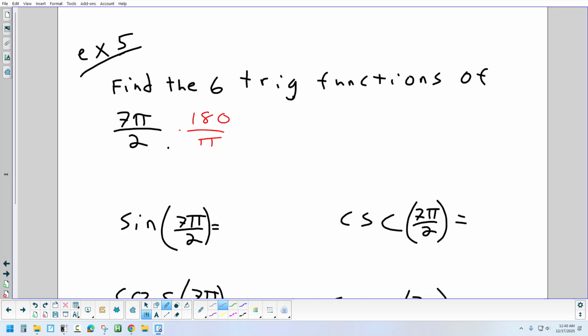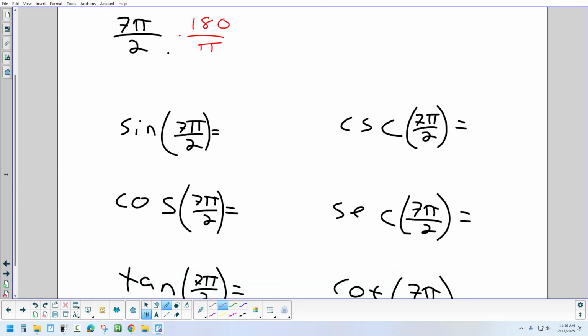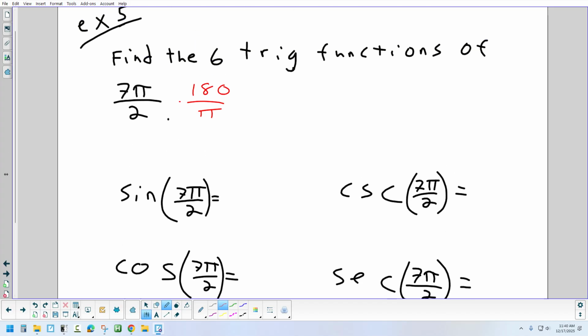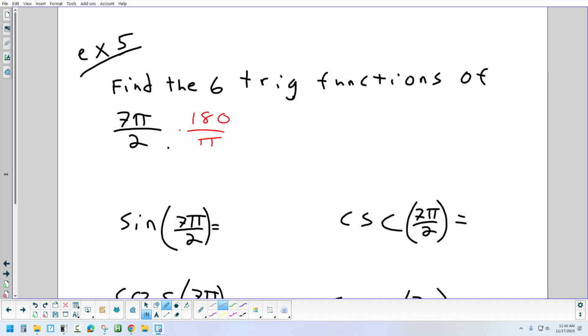Now, this isn't finding what they want yet. This is making it easier to figure out the coordinate. If you know the coordinate of 7 pi over 2, you could skip what we're doing right now. If you don't, then you're probably going to have to change to degrees and then figure it out. What happens when you multiply there? Do you want the final answer? Just guide me through it so people can see where the final answer is coming from.